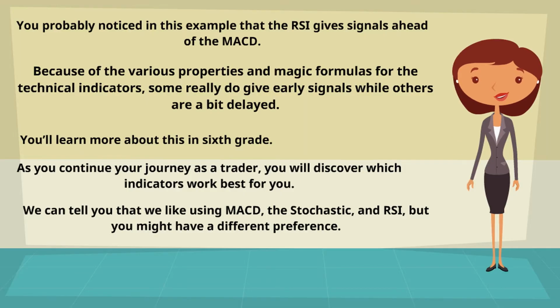You probably noticed in this example that the RSI gives signals ahead of the MACD. Because of the various properties and magic formulas for the technical indicators, some really do give early signals while others are a bit delayed. You'll learn more about this in 6th grade.